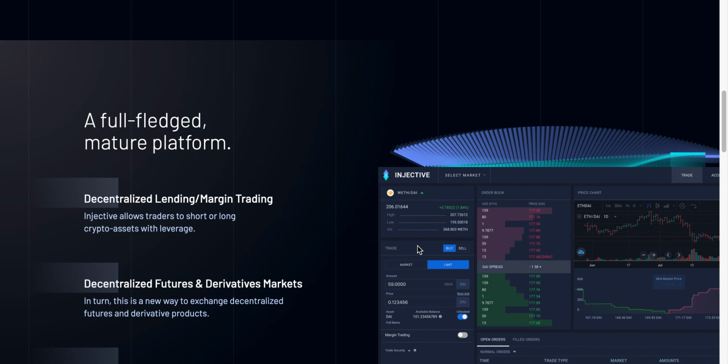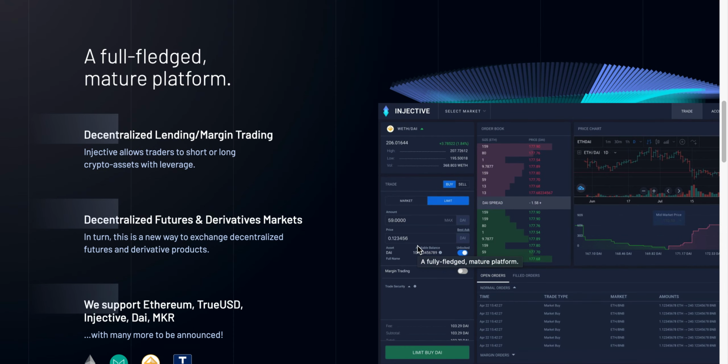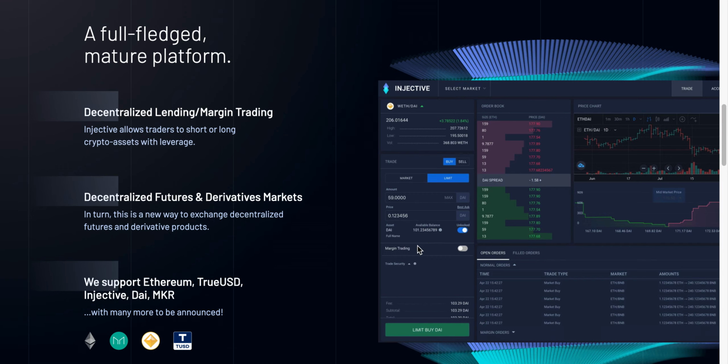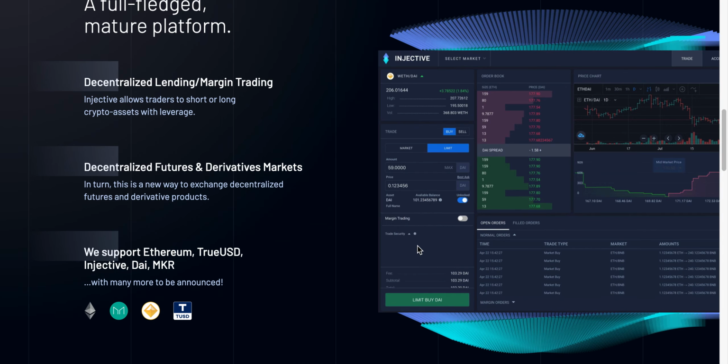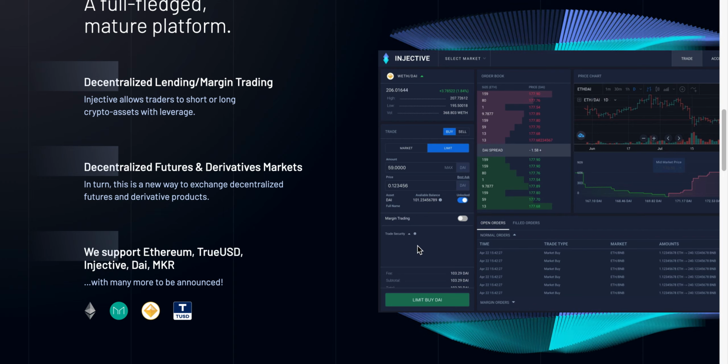A full-fledged mature platform. Decentralized lending and margin trading. Inject your trading strategies to short or long crypto assets with leverage. Decentralized futures and derivatives markets: a new way to exchange decentralized futures and derivative products. We support Ethereum, TrueUSD, Injective, DAI, MKR, with many more to be announced.